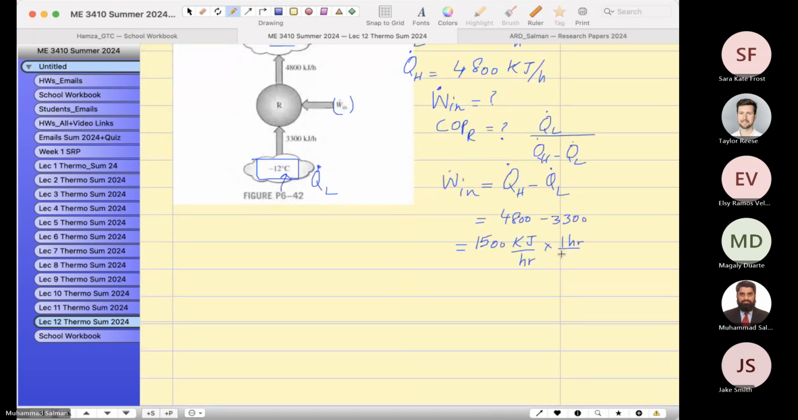you just have to convert hour into seconds. Hour is cancelled by hour, you are left with kilowatts. So it is 0.4.